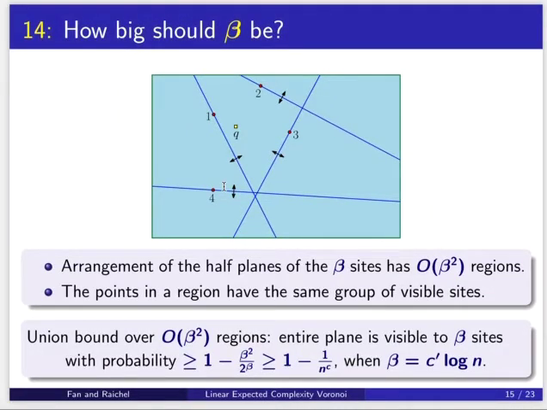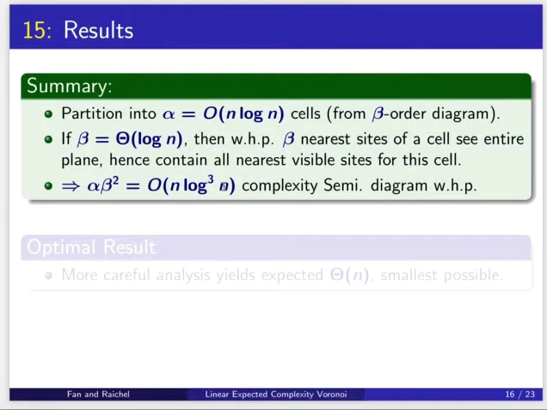So the arrangement of bounded half planes of beta sets has beta square regions. The points in a region have the same group of visible sets. So by union bound over beta square regions, the entire plane is visible to beta sets with probability 1 minus beta square over 2 to the beta. If beta is some constant c times log n, then the probability will be 1 minus 1 over n to the c, which is high probability.